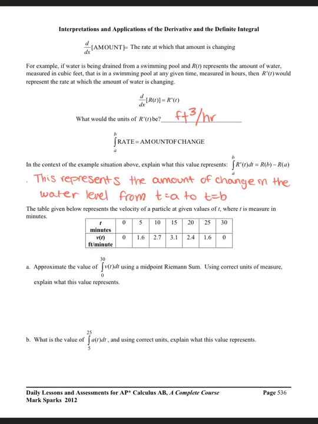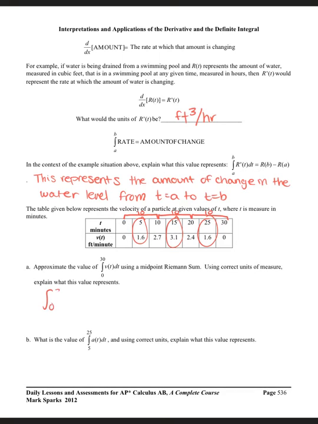The table given below represents the velocity of a particle given at values of t, where t is measured in minutes. Approximate the value of the integral from 0 to 30 using a midpoint Riemann sum. Using correct units of measure, explain what this value represents. It doesn't tell you the width of each of the rectangles, so I'm just going to take the width to be these. The distance from 0 to 10 is 10, 10 to 20 is 10, 20 to 30 is 10. If we're taking midpoint, I'm looking at these values here.